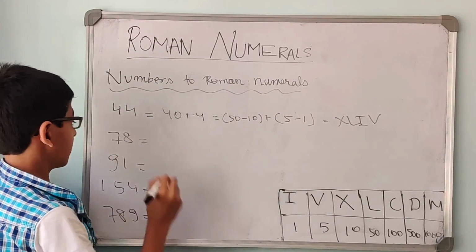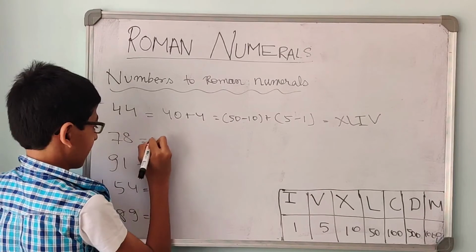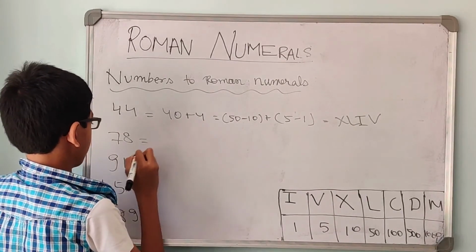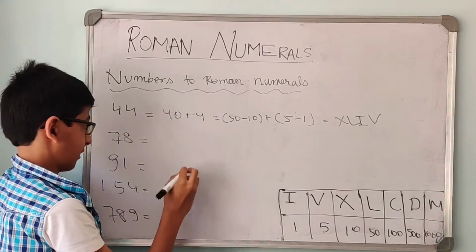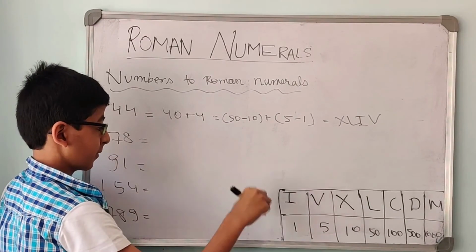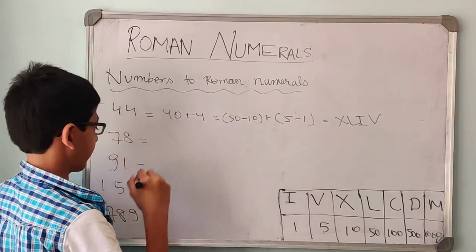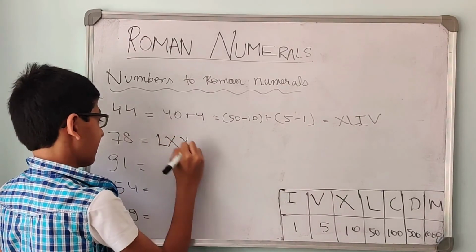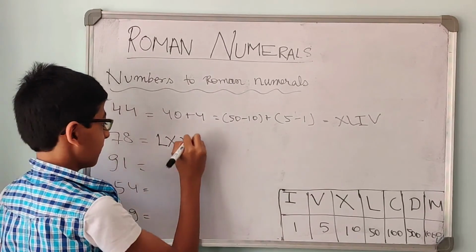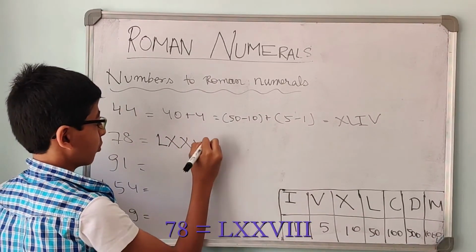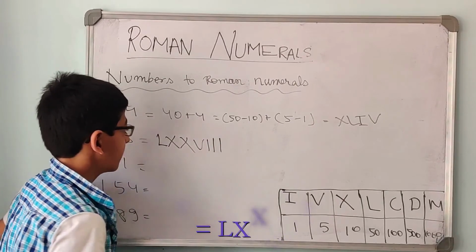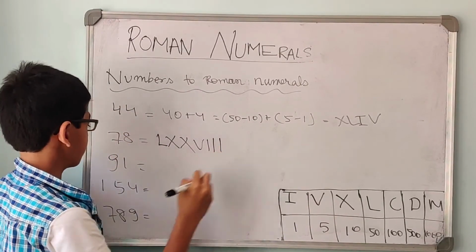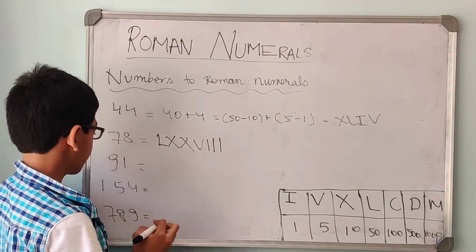Now let us write 78. 78 is 70 plus 8. So 70 is L plus X plus X. 70 is 50 plus 10 plus 10. That is LXX. Now this 8 is V, 5 plus 1 plus 1 plus 1. So 78 is LXXVIII.